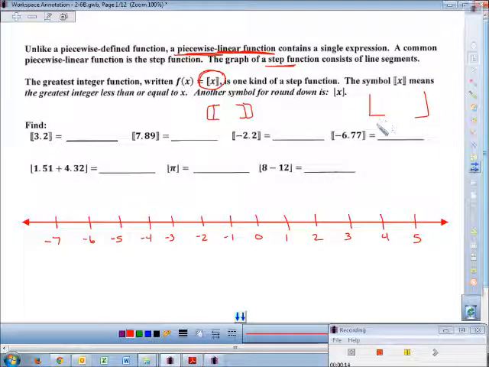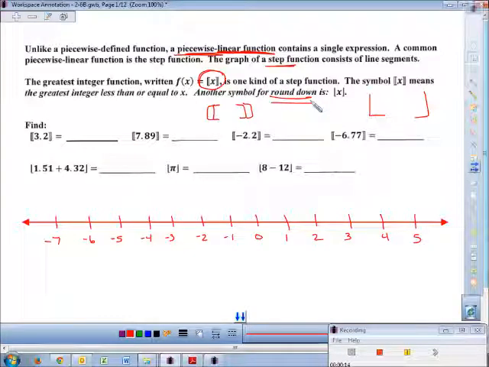Where is the bracket at? At the top or at the bottom? Bottom means round it down, right? Take that number and round it down is all that it means. It's called the greatest integer less than or equal to x, and so on. In our own words, it's called rounded down.